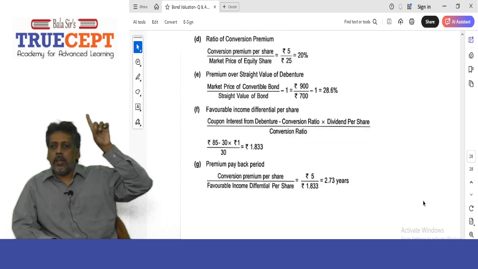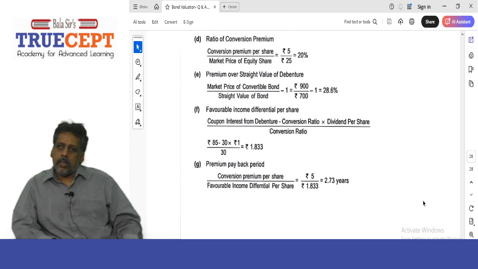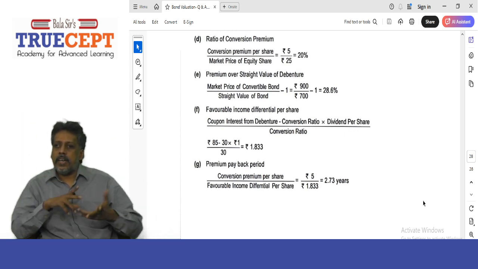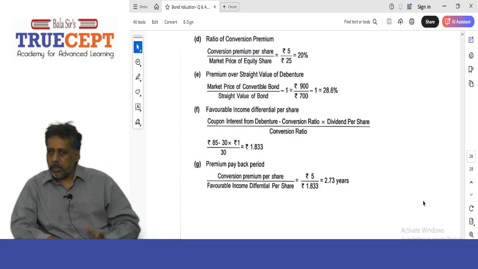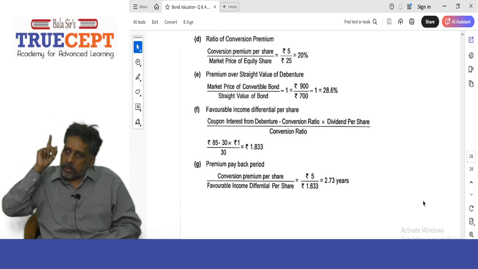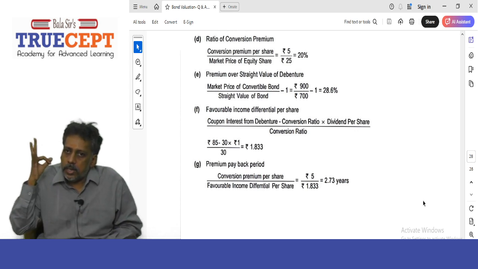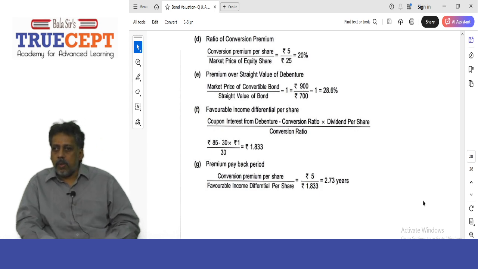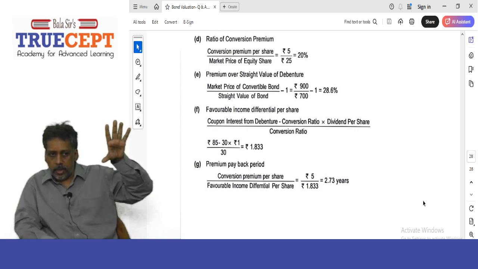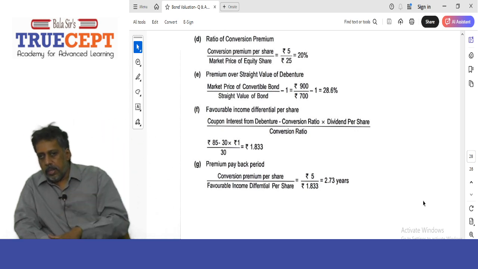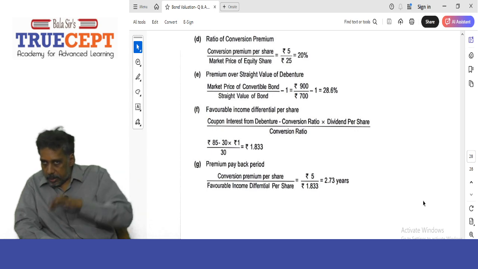Let us say Renuka bought the bond in this company. Now, how much interest will you pocket every year? 8.5% on face value 1000 rupees. 85 is a coupon income, right? Yes, sir. Suppose instead of buying this bond, you bought 30 shares in the company. Instead of buying one bond and later converting them into 30 shares, suppose you bought 30 shares in the market.